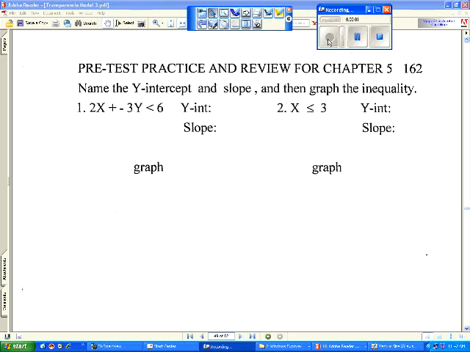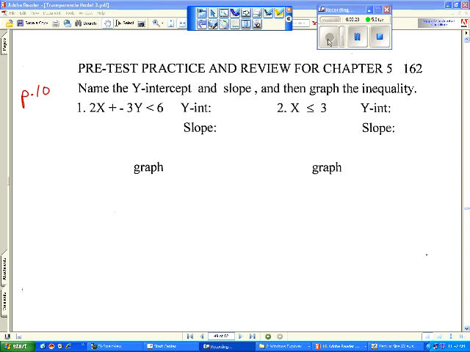Okay, we're going over the pretest practice and review for Chapter 5. Question number 1 says, name the y-intercept and slope and then graph the inequality. Recall that on page 108 it actually said if you don't know how to go from standard form to slope-intercept form, you're going to fail Chapter 5.